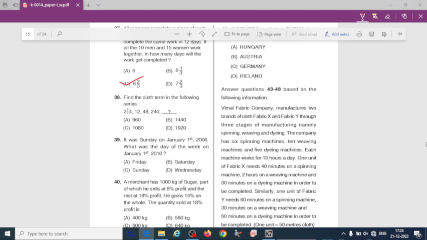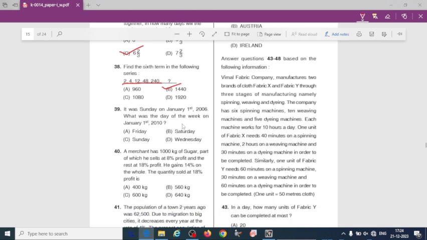So here if you multiply each time, 2 into 2, 4, 4 into 3, 12, 12 into 4, 48, 48 into 5, 240, 240 into 6. Then the correct option for this series is 38. That is B. 240 into 6. Here you have to multiply 240 into 6. Then you will get 1440.